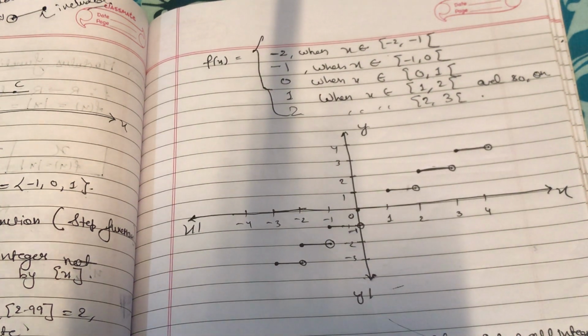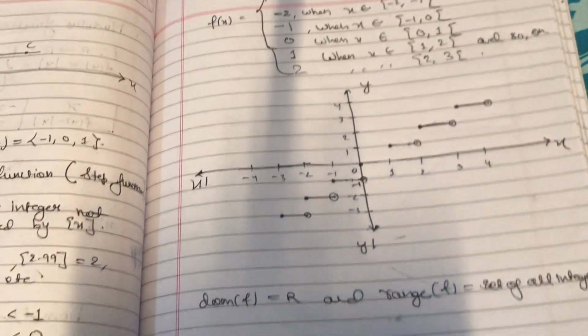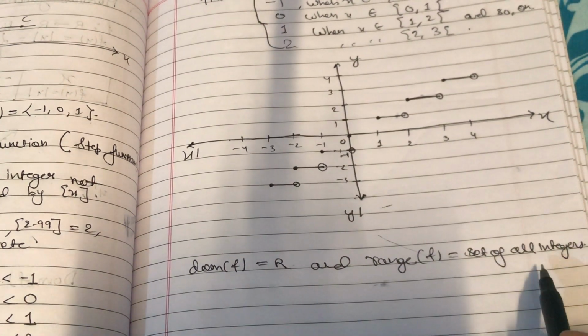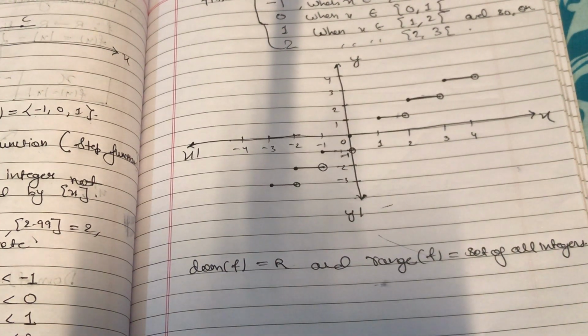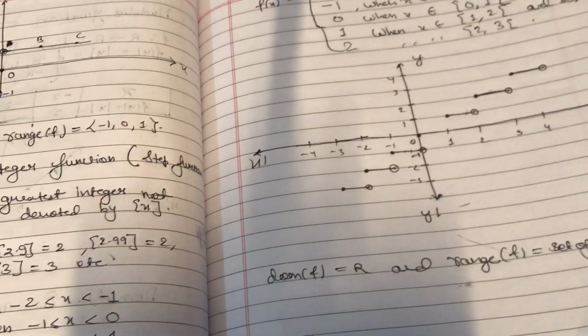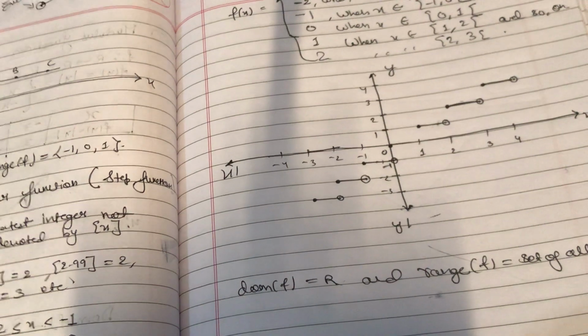So this is called a step function. So this is the graph of the step function. So the domain is R and the range is the set of all integers, because every time we are going to get integers. So this is all from my side. Now we have completed all the graphs.